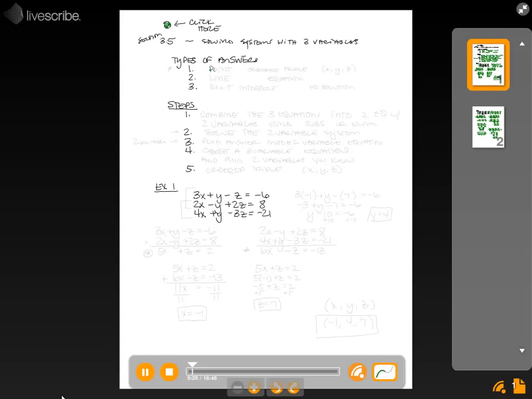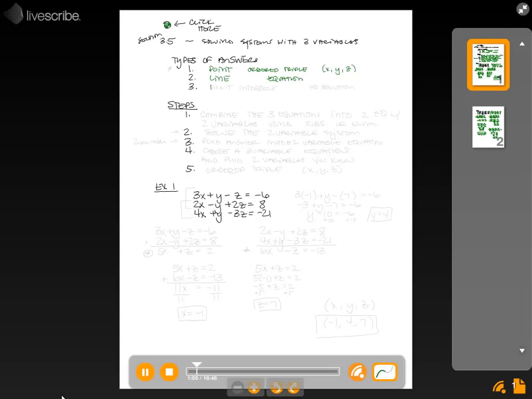The first type of answer you could have is a point, which we know as an ordered triple. Our three planes would all intersect at a point, and then we would write that x, y, z as an ordered triple. Second type is that all three planes could intersect at a line, and then you would have an equation for an answer.